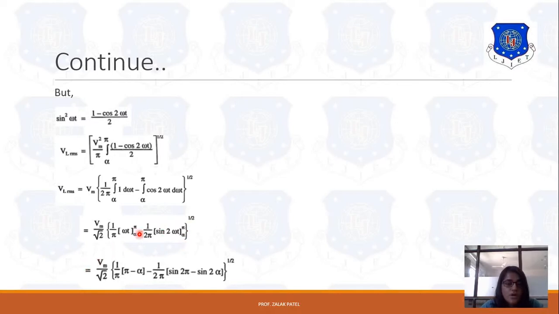So overall it can be written like this: Vm upon root 2, 1 upon pi as it is. We put the limit, so it is pi minus alpha minus 1 upon 2 pi, sine 2 pi minus sine 2 alpha. Now sine 2 pi is 0, so the final answer is Vm upon root 2, 1 upon pi as it is, pi minus alpha plus sine 2 alpha divided by 2, all raised to 1 by 2. So this is our RMS value of voltage.